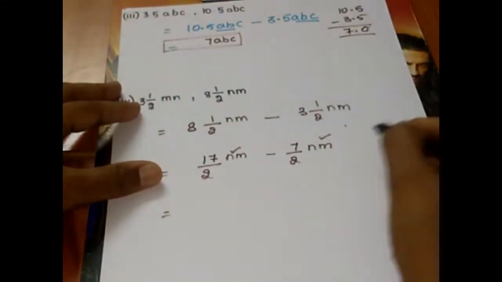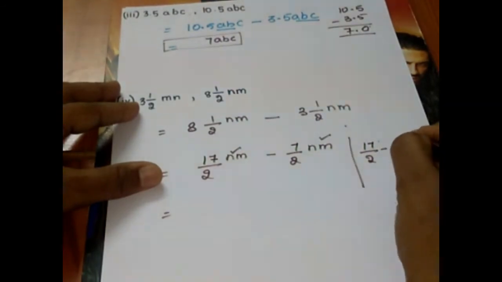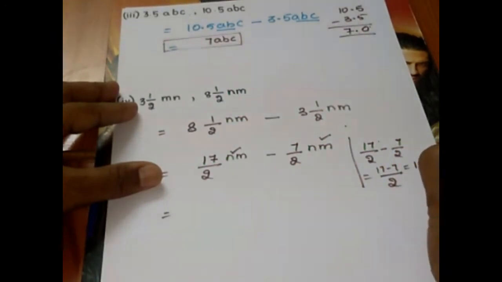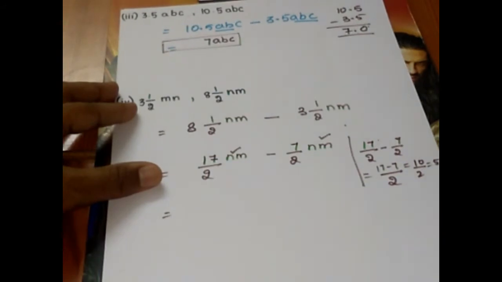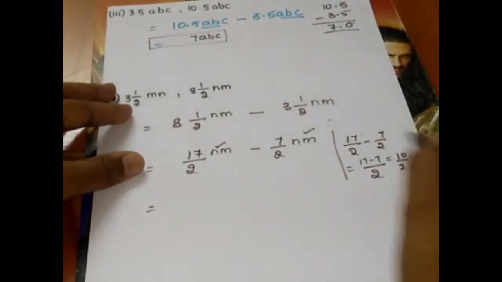Observe the algebraic coefficients. nm, nm, they are same. That means they are like terms. Let me subtract these two. They are like fractions with common denominator. 17 minus 7 is 10. 10 by 2 is 5. So if you do it in the margin, you will get 5.